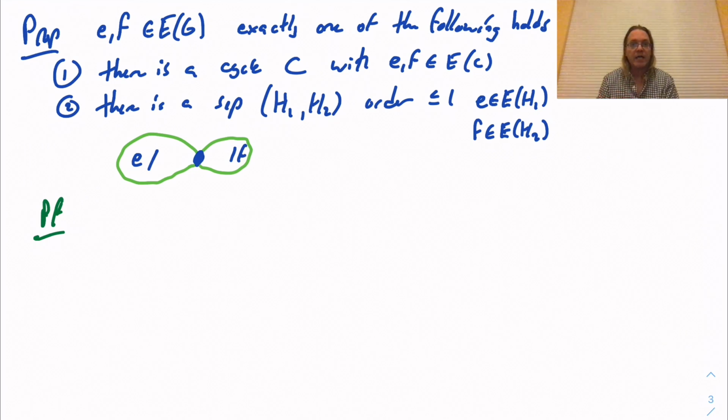If the graph G is not connected, then there are two possibilities: either E and F are in the same connected component or they're in different ones. If E and F are in different connected components of the graph, then you have a 0 separation with E on the left and F on the right. You can take the connected component containing E as your graph on the left, and take all the rest of the components on the right-hand side, and that will be the desired zero separation with E on the left and F on the right. So if E and F were in different connected components, then we're done. Then we already have that second outcome. So I can assume that E and F are in the same connected component.